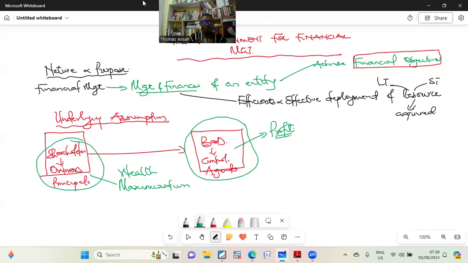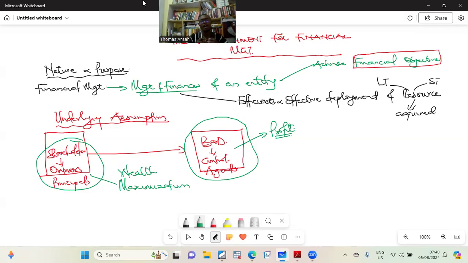Of course, if you don't make profit, how can you have shareholder wealth maximization? So the examiner can give you an argumentative question for you to discuss. Should we look at profit or should we look at shareholder wealth maximization? Later on, I will explain to you why we should focus on shareholder wealth maximization and not profit, even though without profit, there will be no shareholder wealth maximization.